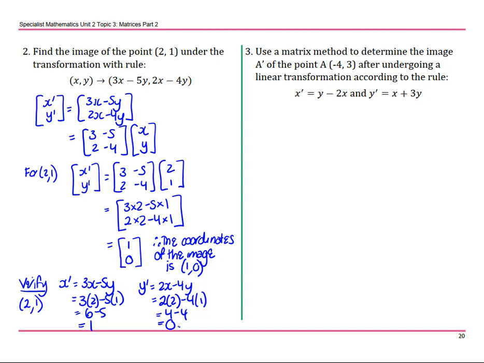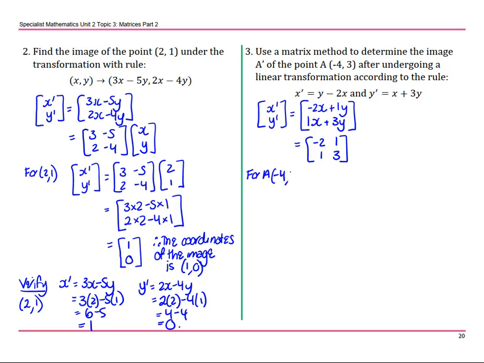Use the matrix method to determine the image of A after undergoing a linear transformation according to that rule. So write it in matrix form, put it in the right order. Make sure your x comes before your y. So our matrix of transformation is -2, 1, 1, 3. So for our point A, -4, 3, our image is going to be -2, 1, 1, 3 times my -4, 3.